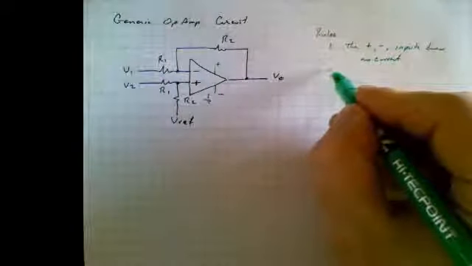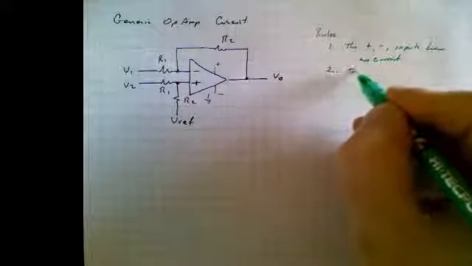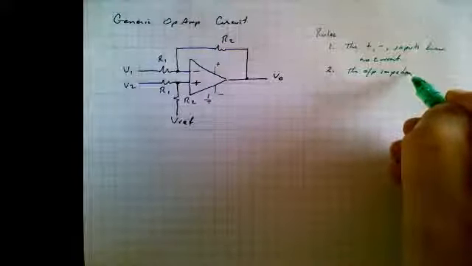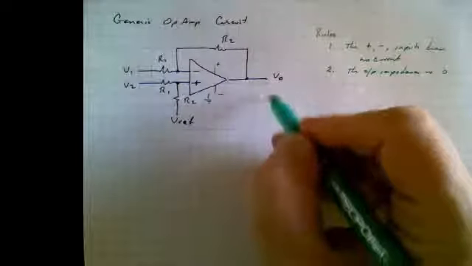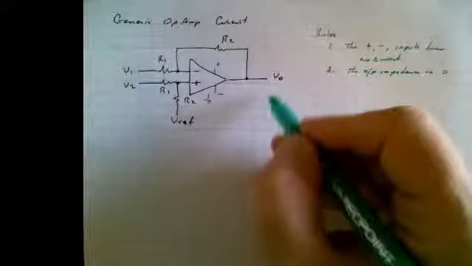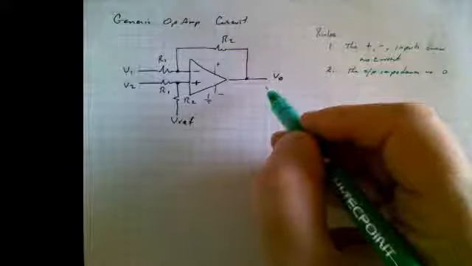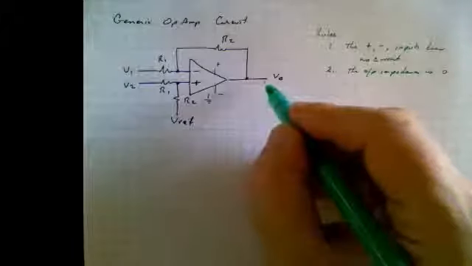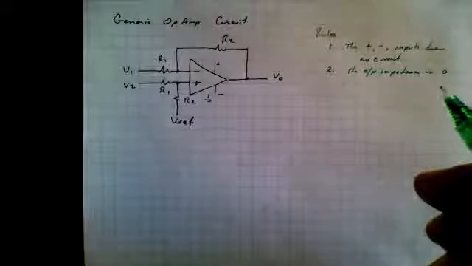The second rule is that the output impedance is zero. So if we put a load across here, even if it was a very small load, it would make no difference. That's to say that we couldn't load the circuit down. We put a kilo ohm here, we put 1 ohm here, it makes no difference. Now, within reason, of course, that's not entirely true, but it's true for the vast, vast majority of circuits that we're going to be looking at.